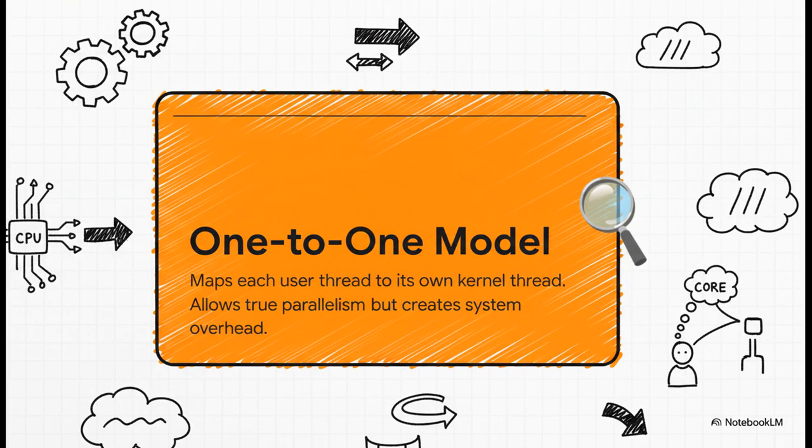Then you've got the complete opposite, the one-to-one model. Here, for every single user thread you create, the operating system creates a dedicated kernel thread to go with it. This gives you excellent concurrency and lets you have true parallelism on multi-core systems. The only downside is the overhead. Creating tons and tons of threads can become a real burden on the OS.